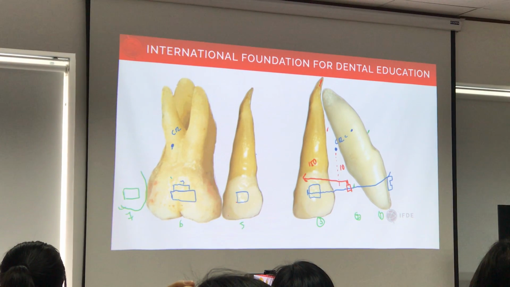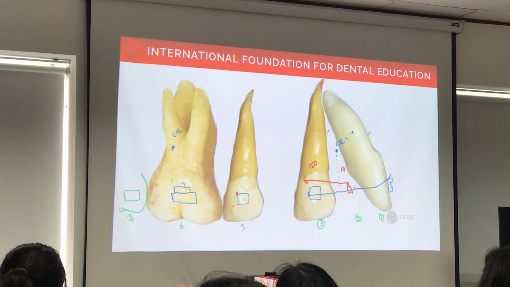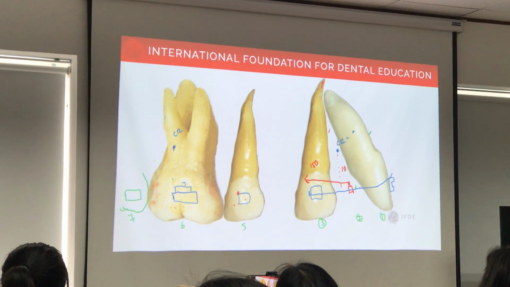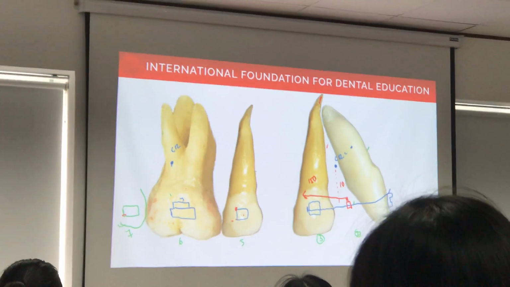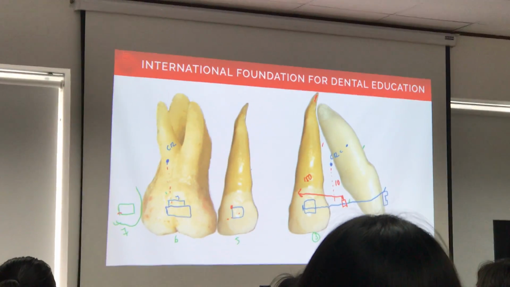So then, where am I? Here. So then on this unit here, what do you get?